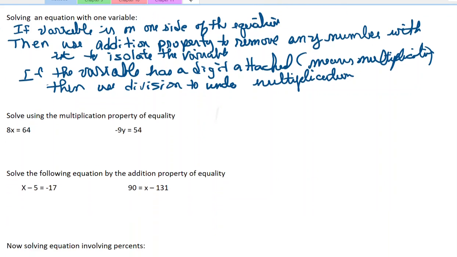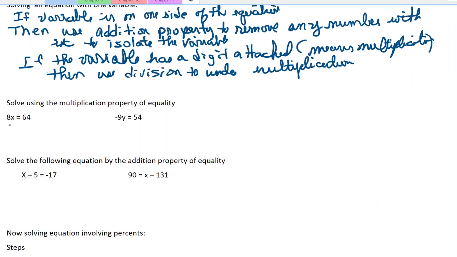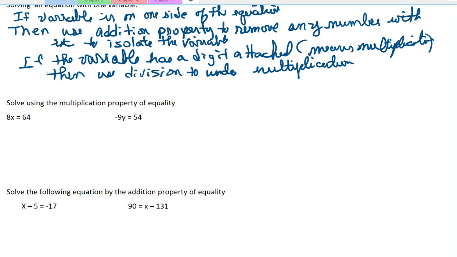Okay, so here we go. Notice that we have the variable x, 8x, 8 of them, is equal to 64. So we want to undo multiplication by division. So that's like a fraction. I take the 8x and divide by 8 equals 64 divided by 8. Well, the 8 divides itself, so I'm left with x equals, and 64 divided by 8 is 8. Now, if you don't know that answer, then use your calculator.